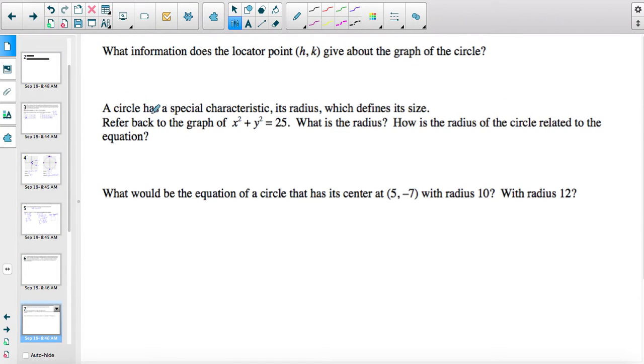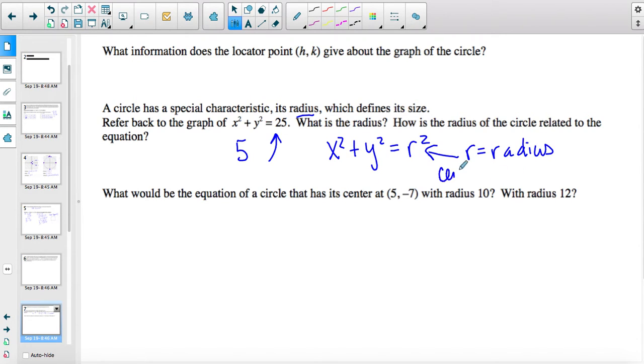Let's read this part. A circle has a special characteristic, its radius, which defines its size. Look back to this graph, and what is the radius? The radius is 5. Do you see a 5 there? So the pattern is x squared plus y squared equals r squared, with r equaling the radius. Now this particular function is centered at the origin, but I bet you can imagine that not all circles are centered at the origin. So let's go back up here.